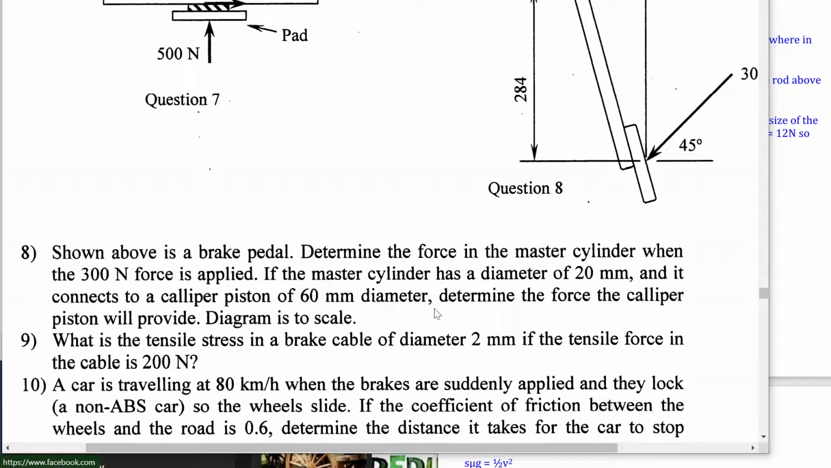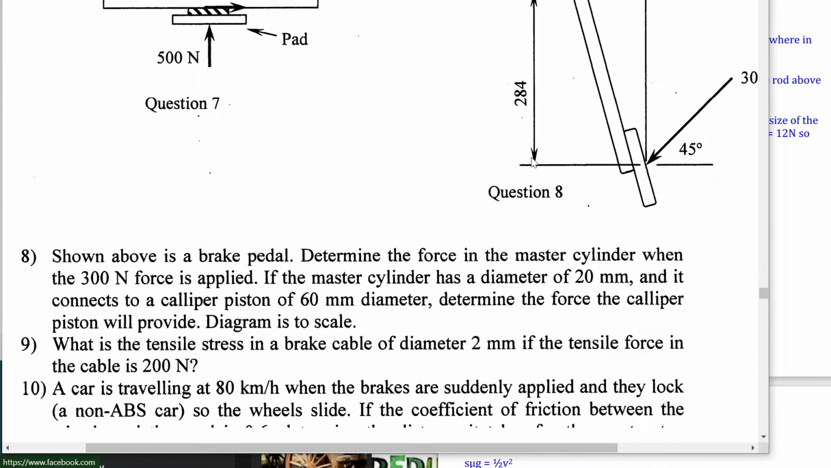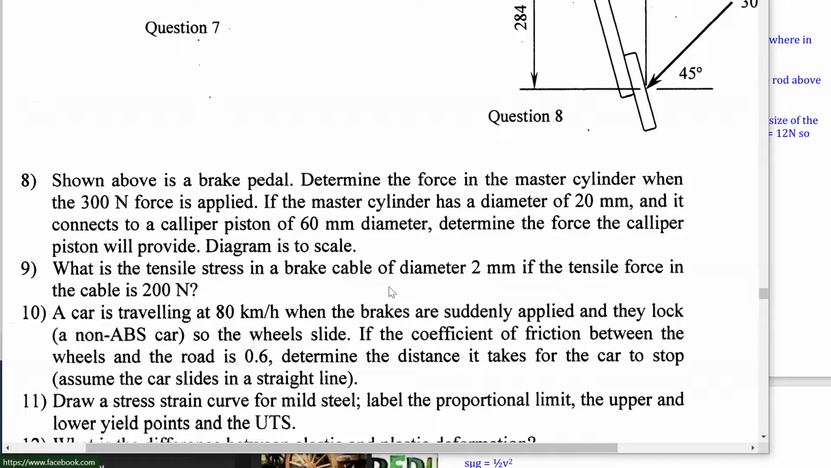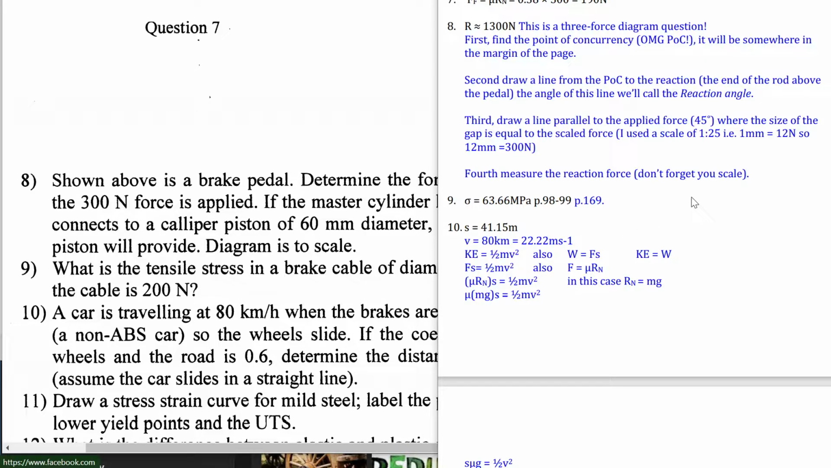Determine the force in the caliper piston. Because they don't really care about this force up here. What is the tensile stress in a brake cable of diameter 2 millimeters if the tensile force is 200 newtons? Okay, so stress equals force over area. They haven't given us an area, they've given us a diameter. Now, engineers, and I remember when I was in high school, my teachers kept telling me to use pi d squared on 4, and I'm like, I'm not going to do that. I've learned pi r squared, and I'm sticking with it. That's fine. Do whichever one you like. There is a point, though, where you do realize that just switching over will actually save you time.